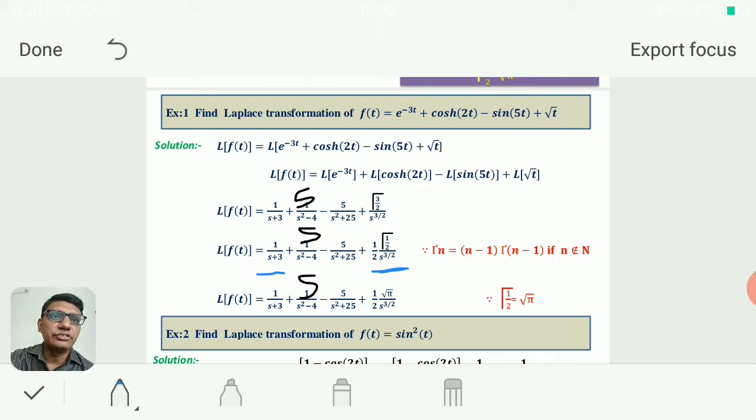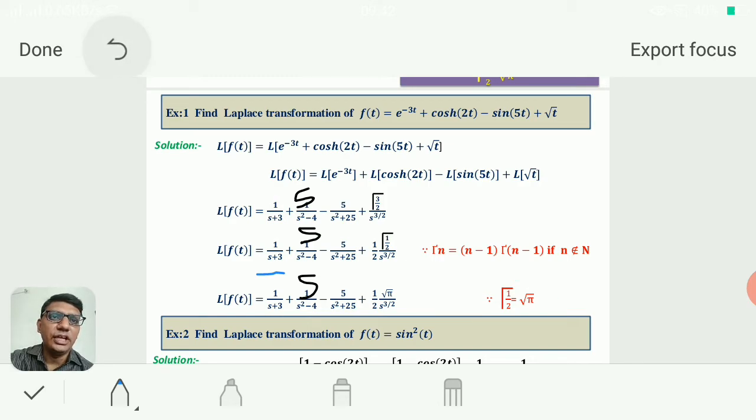Now for the final answer, we apply the gamma function property. Gamma of 1 by 2 is root pi. So Laplace of f(t) is finally 1 upon s plus 3 plus s upon s square minus 4 minus 5 upon s square plus 25 plus 1 by 2 root pi upon s raised to 3 by 2. So this is the Laplace transformation of the given example.